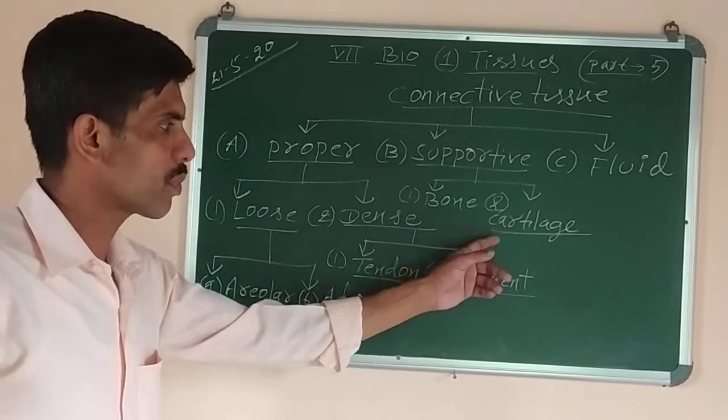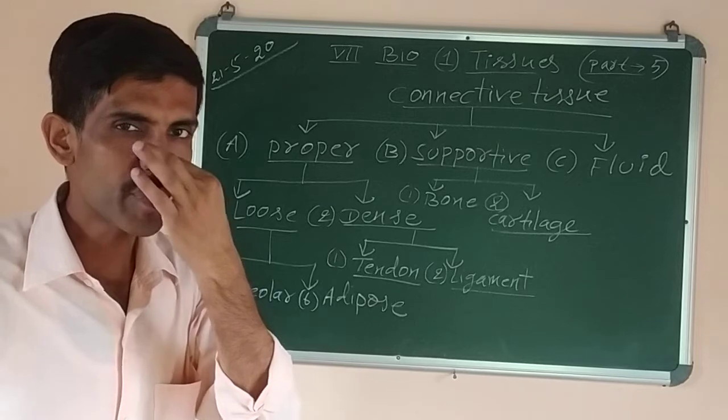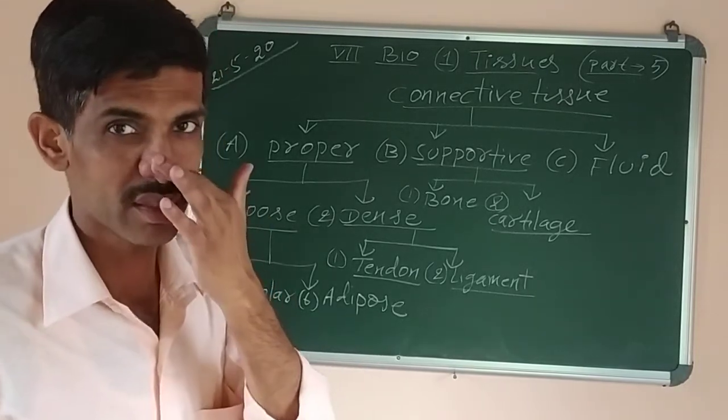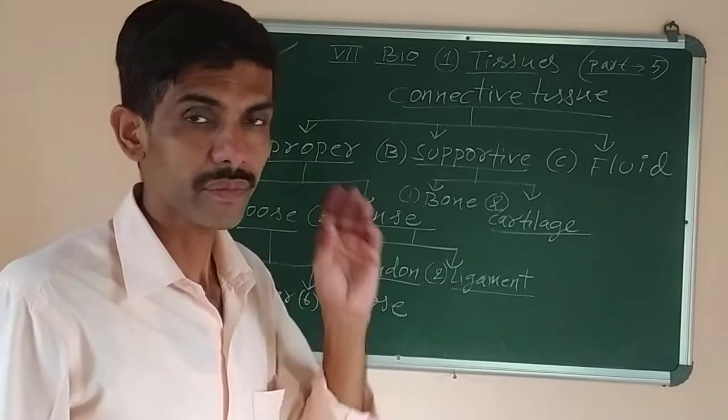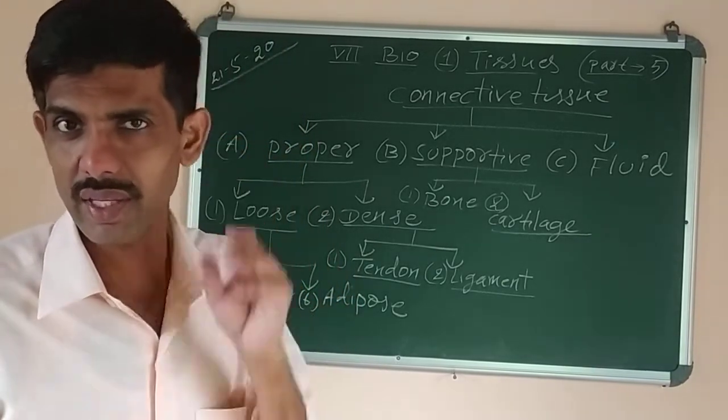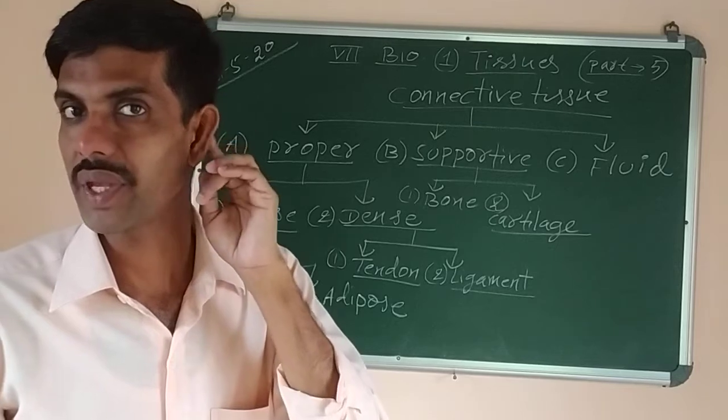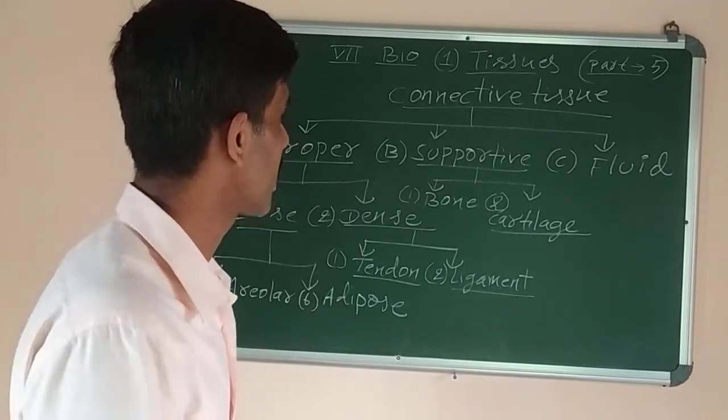And cartilage is also present at the tip of our nose. This is also cartilage. Although it appears stiff like bone, it is not a bone. And the best example you can give, this external ear or the pinna, it is also made up of cartilage.